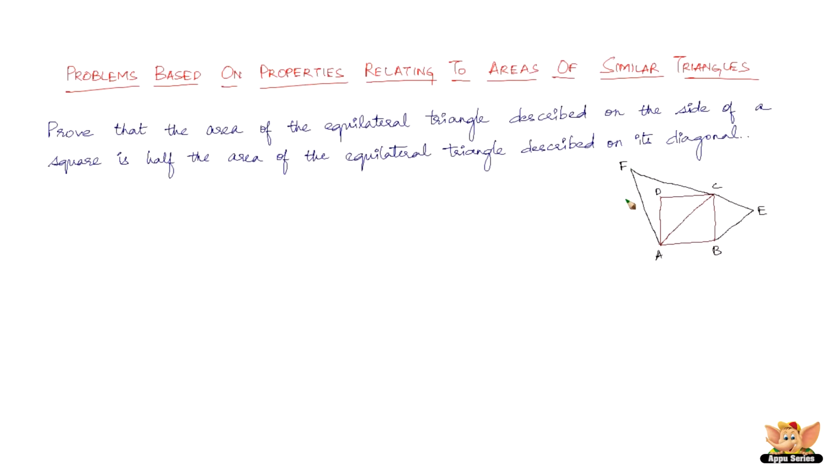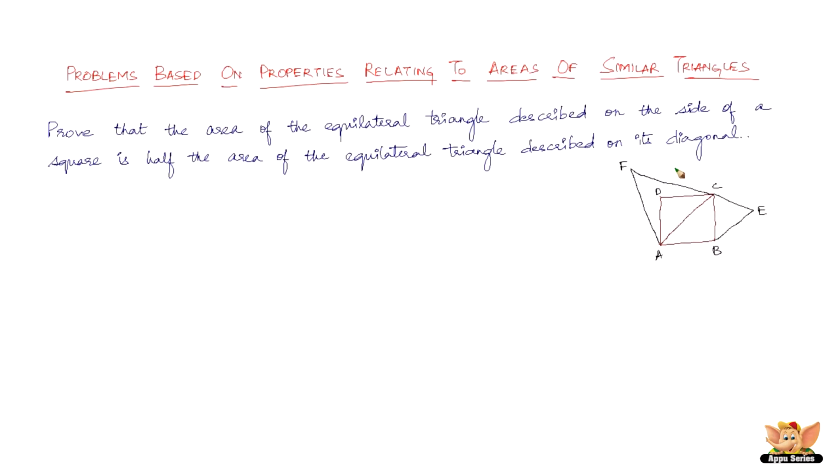Well, here's the diagram. It says the area of the equilateral triangle described on the side of the square. So BCE is the equilateral triangle described on the side of a square. And then we've got an equilateral triangle described on its diagonal. So here is the diagonal AC, and then we've got an equilateral triangle described on it, right? So now we have to prove that the area of the equilateral triangle described on the side of the square, that is CBE, is half of the equilateral triangle described on the diagonal of the square. So we need to prove that CBE is half of AFC. So let's see how we go about proving that.